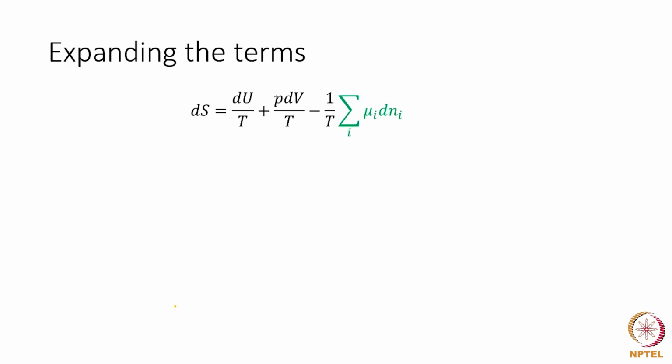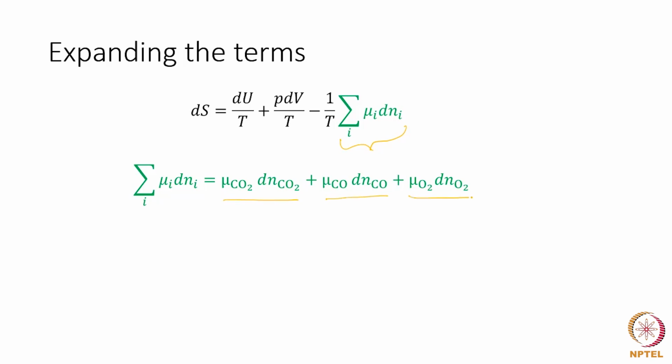So now we expand the terms, and the way we expand is that we have one quantity here, which is a summation of the chemical potentials and the change in the number of moles of the species for the entire system, and there are 3 species for us. So for those 3 species, let us expand this term, and we expand it here as follows. This alone, the term in the green color, we are expanding by taking mu CO2 into dnCO2 plus mu CO into dnCO, plus mu O2 into dnO2. So we have basically expanded the chemical work in terms of the 3 species that are there.